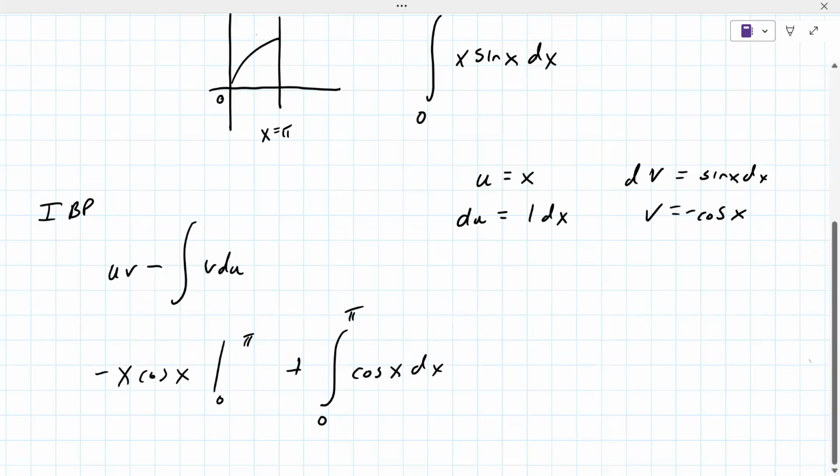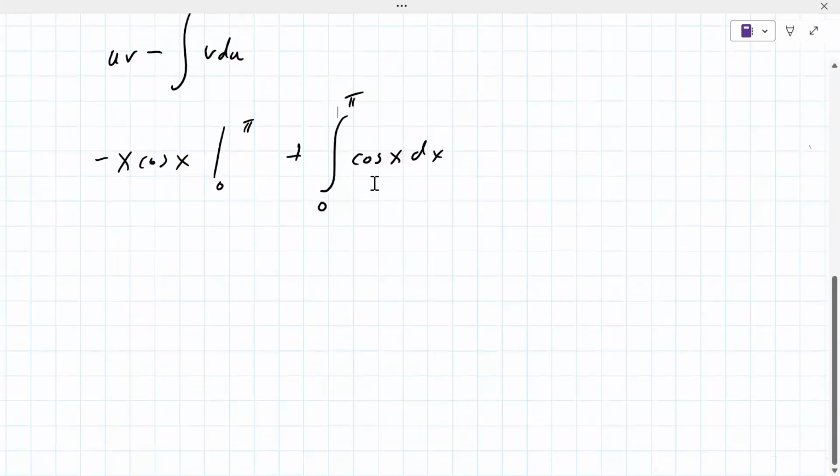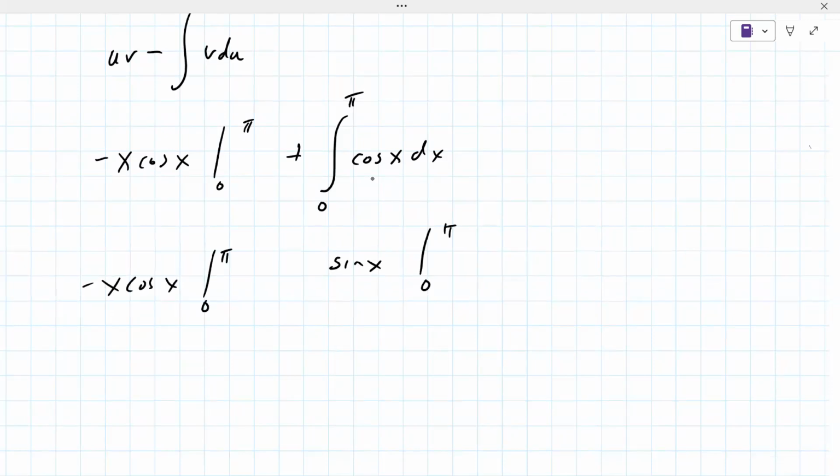Is that it? Well, you've got to keep going. You have to be able to integrate cosine x. So what is the integral of cosine x? Sine x. So sine x evaluated from 0 to pi, minus x cosine x from 0 to pi. So you just have to be able to evaluate here.